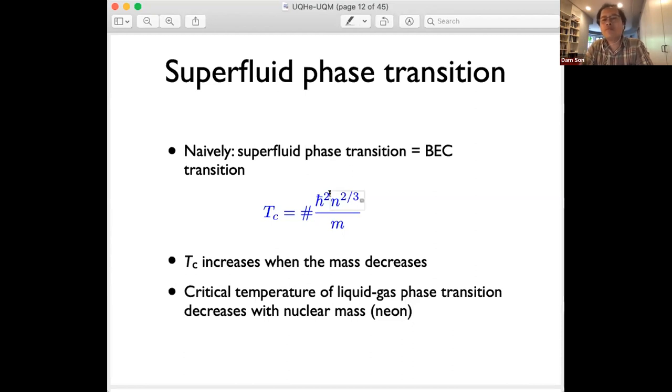One can get this formula by comparing the thermal wavelength of the particle with the distance between the particle and its neighbor. So if one decreases M, then TC should increase. Instead of 2.2 degrees, the temperature must increase as M drops below 4. Another question one can ask is, what happens to the critical temperature of the liquid-gas phase transition? And here there is data on lighter elements, for example neon, which says that this temperature decreases with the nuclear mass. The lighter isotope of neon has a lower critical temperature than the heavier isotope.